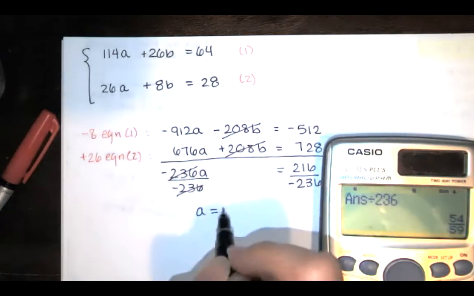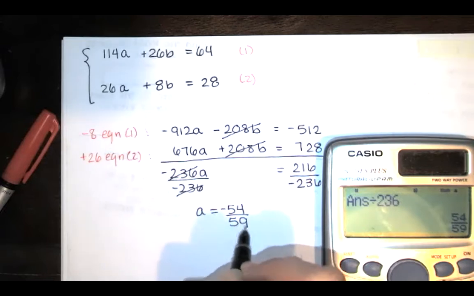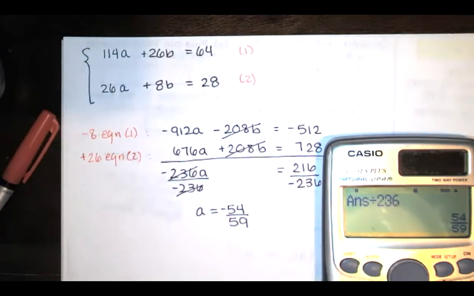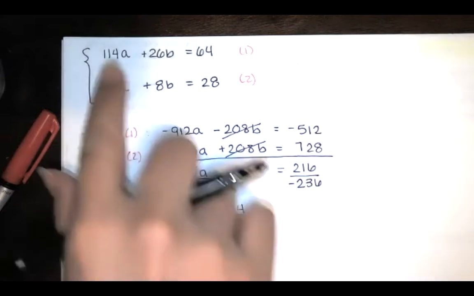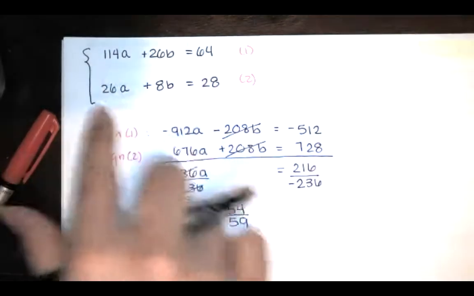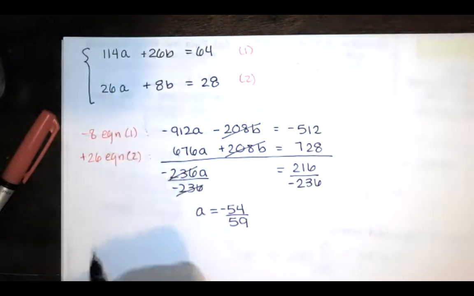So we get 54 divided by 59, or -54 divided by 59 as our A value. Okay, so now that we have A, we can use A to find B. Just substitute your A value into one of those equations and solve for B. I think I'll take the second equation.